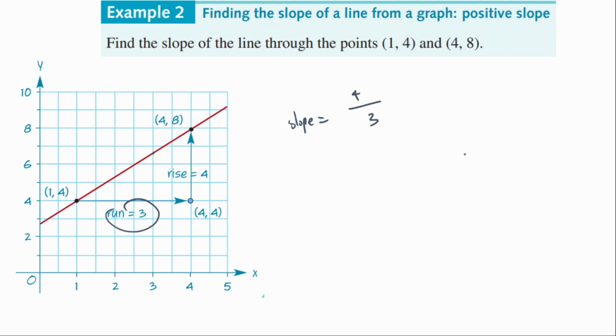So the gradient for this one, you could keep it as 4 over 3, that will be fine. Or you could write it as a decimal, and to 2 decimal places it will be 1.33. Alright, let's have a go at another one.